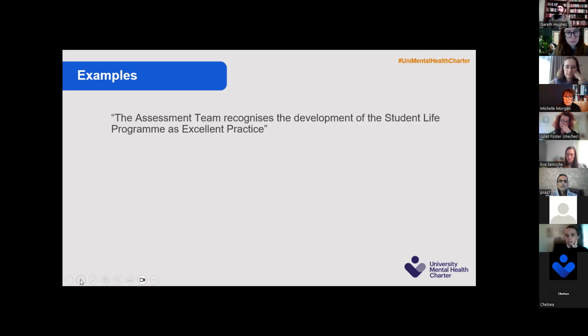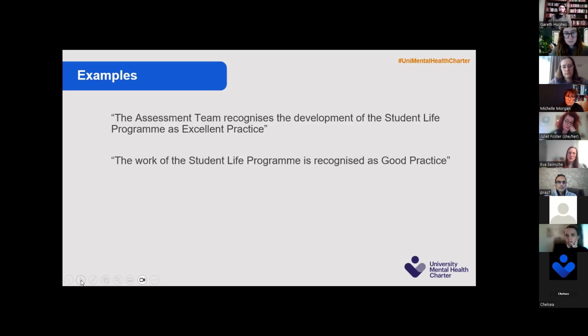The assessment team recognizes the development of the student life program as excellent practice. And it's great that we're seeing it as excellent practice, but why is it? Why is the development of the student life program excellent? What is it that's excellent about it? Why is that excellent and not good? It's really hard for us to say from that sentence overall. Or the work of the student life program is recognized as good practice, which we had in another report. And again, here we have 2 student life programs, and I'm not sure why there's a difference in the judgment.